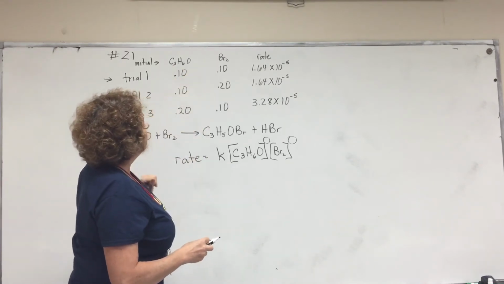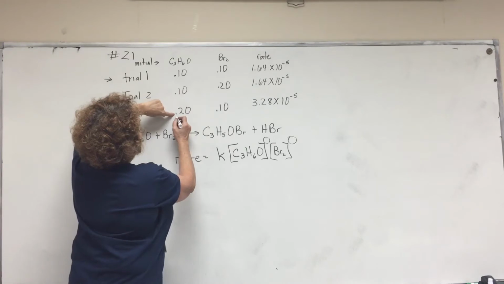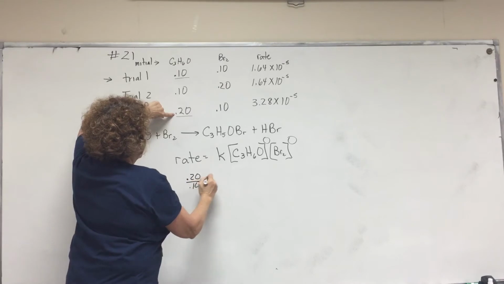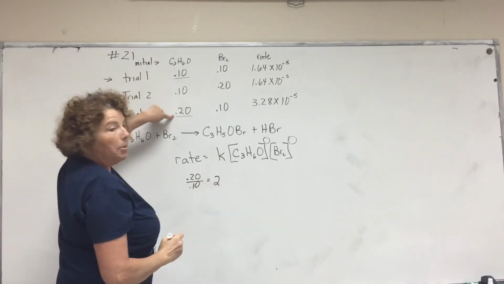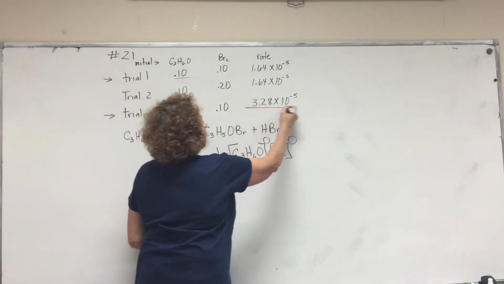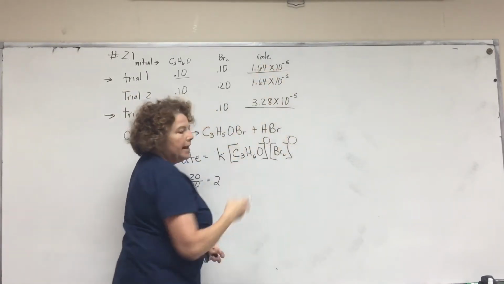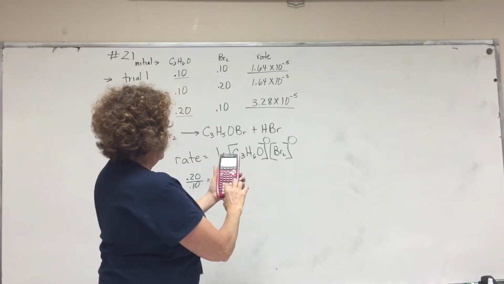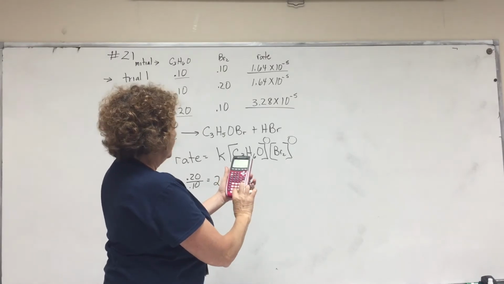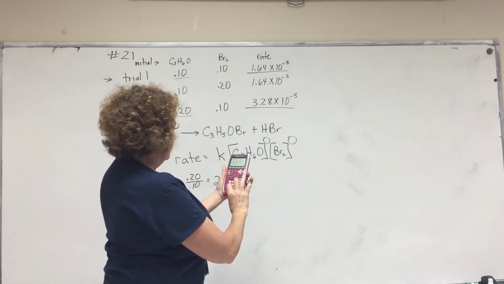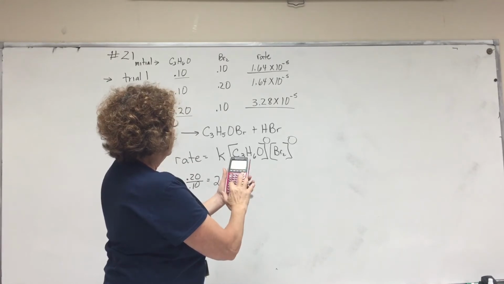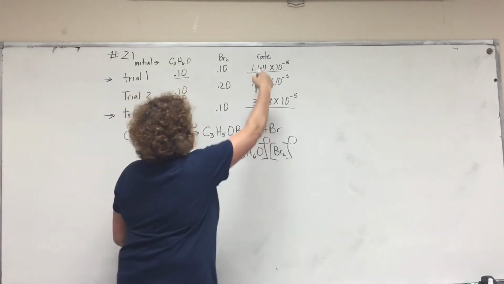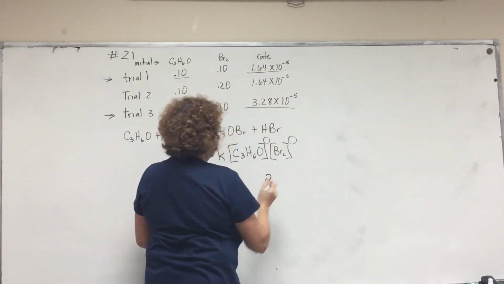So if we look at this, we can say, all right, take the bigger one divided by the smaller one. So 0.2 divided by 0.1, this has doubled. So now you do this. Take this and divide it by that. Always go in the same order. So punch it in your calculator, 3.28 times 10 to the negative 5 divided by 1.64 times 10 to the negative 5, and you come up with a 2. Okay? So the rate has also doubled.